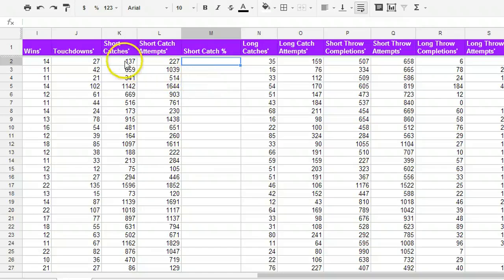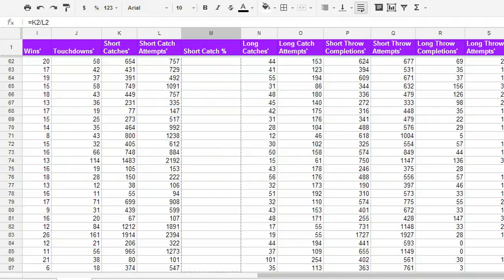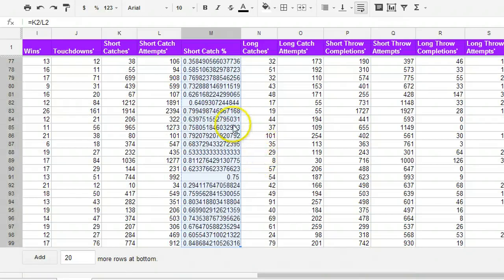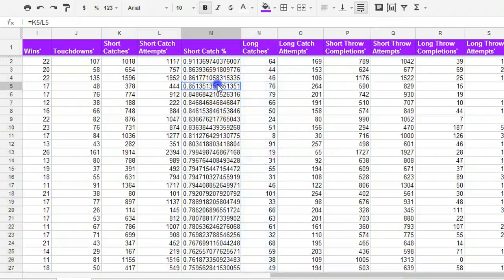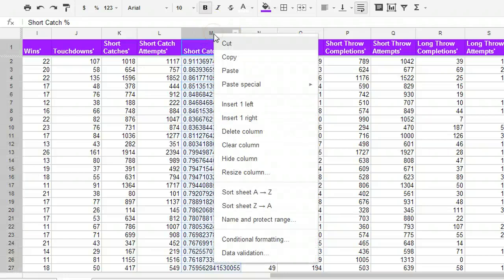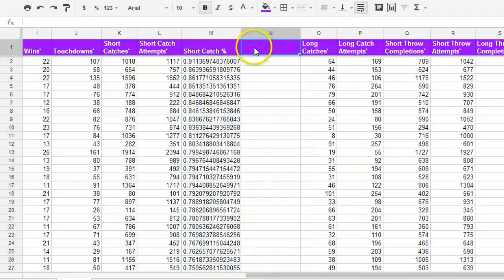And I can take the number of catches, so equals, I always start with equals, take the number of catches by just clicking in that cell, divided by, and that's a forward slash, and click in this cell, number of attempts. And I hit enter, and there is my percentage. I can even drag that all the way down so I get it for all my values. And there's no need to stop at just a percent. Even though a percentage can be useful, it can be even more useful to take that percentage and turn it into a z-score, because then you can standardize it.